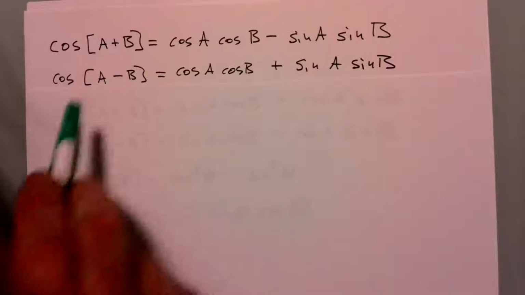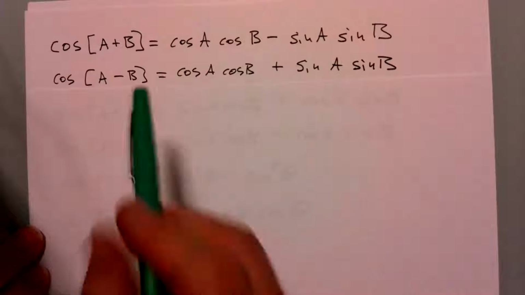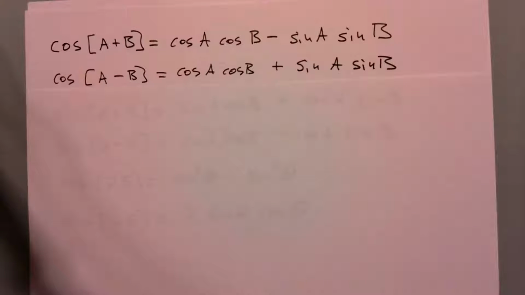The next one we have is cos of A minus B is cos A cos B plus sine A sine B. Again, notice the sign changes. Here it's minus, there it's plus. So when we're doing cos of sums and differences, we have a sign change. I hope that's fairly easy to remember.